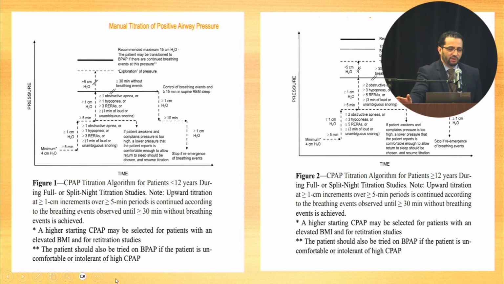So if we get to the 15 centimeters in children, then we think about a different mode of ventilation. We start BiPAP. If we get to 20 centimeters of water pressure for adults, we think about changing to BiPAP.